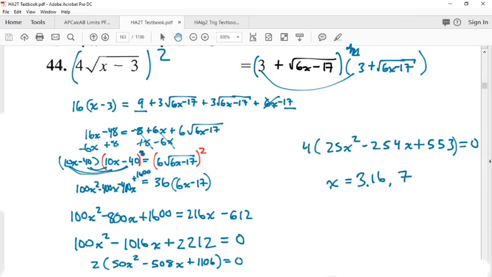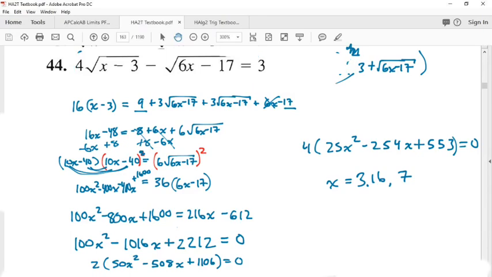Okay, so the question is, do both of these answers work? That's what you have to do whenever you find solutions. When you have square roots, do they work? How do you know they don't work? If they give you a negative inside the square roots. Now we got to go all the way back to the very beginning and look at what we started with. So if I plug in 3.16 right here and I subtract 3, are we good? Do we have a negative? No, we don't. So we're good.